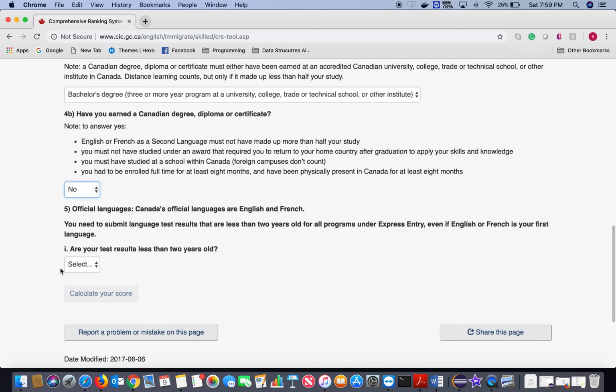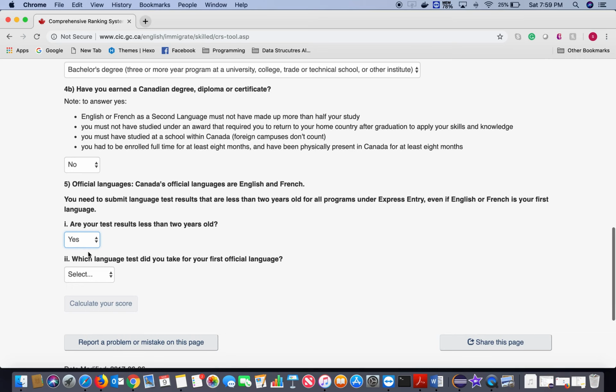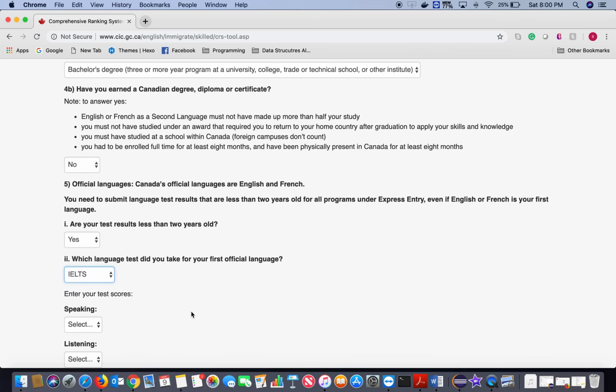Now the next question is about your official languages. Have you taken any English exam, which is mandatory for applying for immigration to Canada? So your answer has to be yes. Which test did you take? Did you take IELTS, CELPIP, TEF Canada or TCF Canada? The majority of the people who apply for Canada immigration generally opt for IELTS, so we will be selecting IELTS.